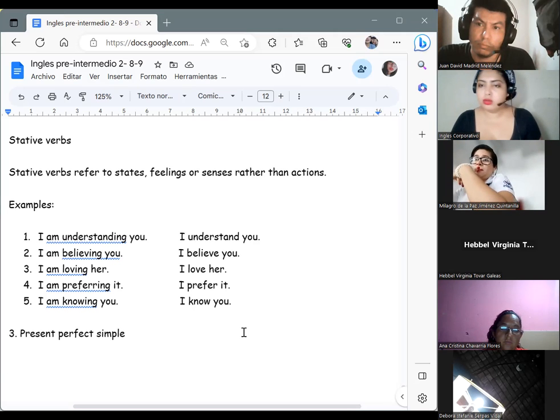Es una estructura con muchos detalles, ya que habla de unir el pasado con el presente, de no fijarnos, ¿verdad?, en las acciones como tales, sino en el resultado, y también que no tenemos un tiempo específico para este tipo de acciones. Entonces son como diferentes cosas que tenemos que ver cómo meterlas en una sola estructura.